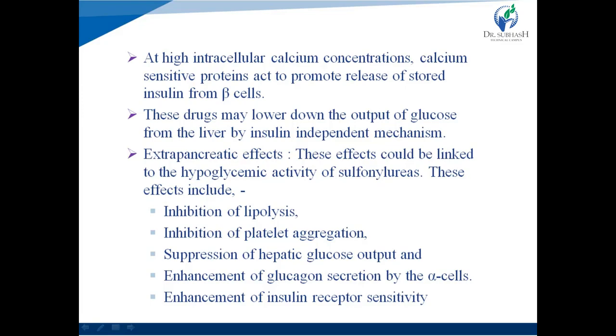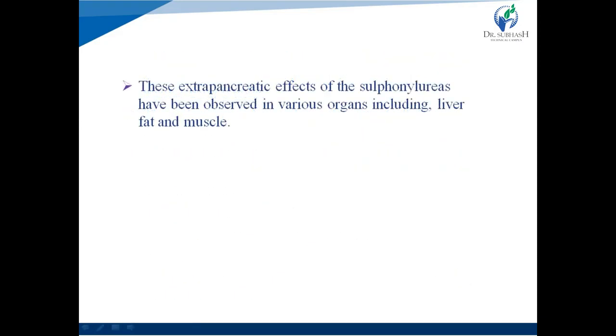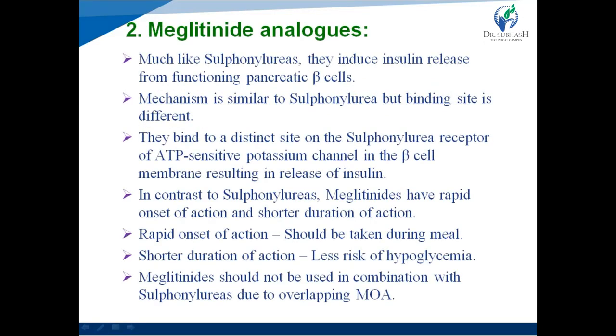Other actions are known as extrapancreatic effects, and these effects include inhibition of lipolysis, inhibition of platelet aggregation, suppression of hepatic glucose output, meaning glucose output from the liver is suppressed, enhancement of glucagon secretion by alpha cells. Glucagon also causes output of glucose from the liver, and this glucagon secretion from alpha cells is enhanced, and enhancement of insulin receptor sensitivity. These extrapancreatic effects of sulphonylurea are observed in various organs including liver, fat and muscle.